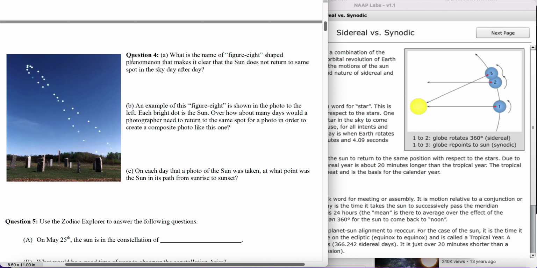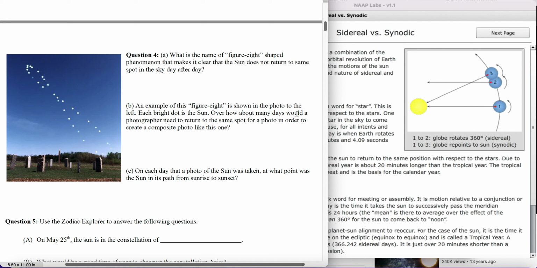But then in part B of this question, I go on to say, an example of this figure 8 shape is shown in the figure, taken here at some northern latitude location with something that kind of looks like Stonehenge, but isn't actually Stonehenge in England, but certainly is probably at a similar latitude. Each bright dot is the sun. Now obviously this isn't the sun over the duration of a single day. Instead, this is the sun over many days.